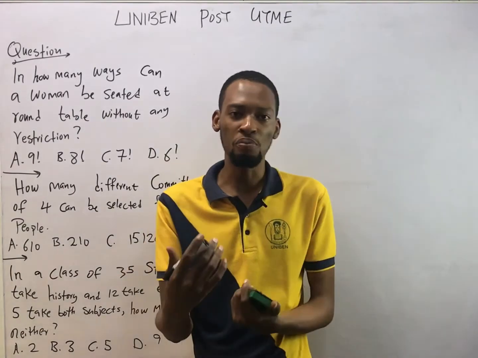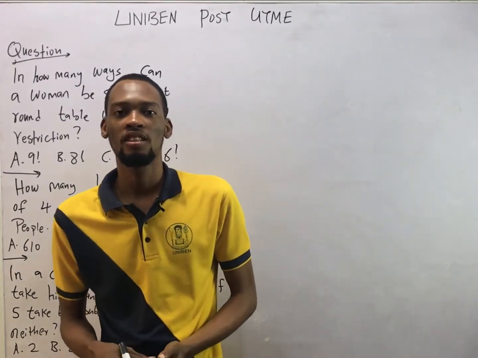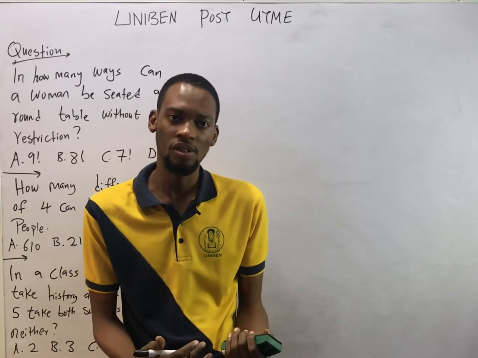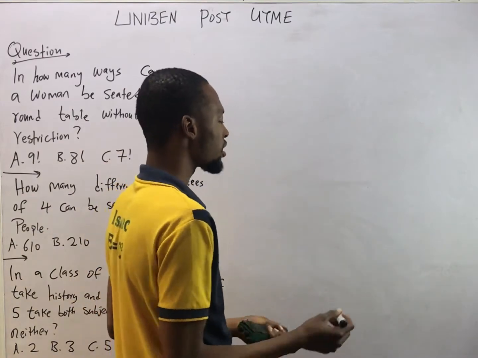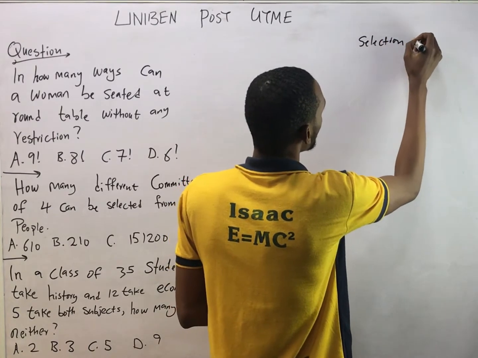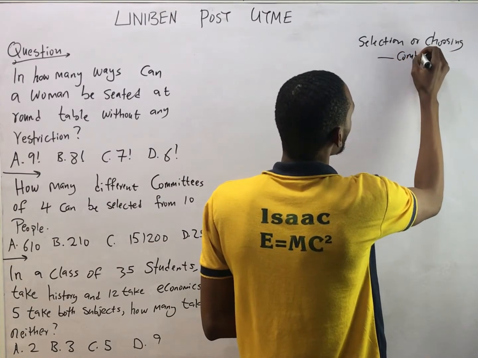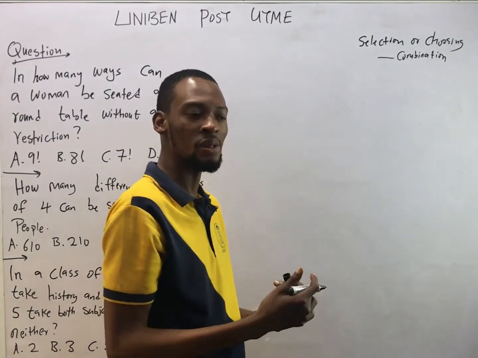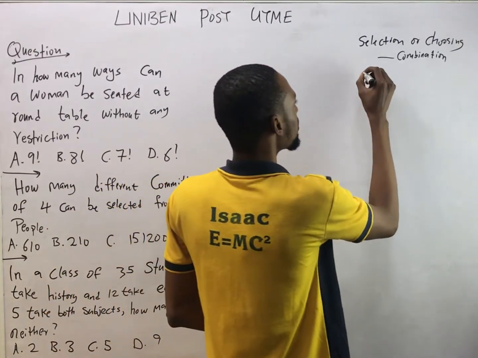Looking at these two questions, it's simply under permutation and combination. Now, a lot of people make mistakes when they see questions like this. They begin to think, how do I know whether it's combination and how do I know whether it's permutation? Now, if it has to do with selection or choosing, it is combination. When it has to do with arrangement, sitting pattern, or placement, it is permutation.